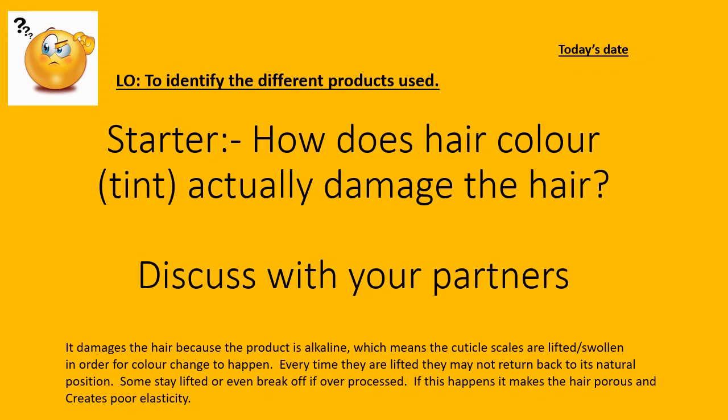why. So it damages the hair because the product is alkaline, which means the cuticle scales are lifted or swollen in order for the colour change to happen. Every time they are lifted, they may not return back to their natural position. Some stay lifted or even break off if over-processed. If this happens, it makes the hair porous and creates poor elasticity. Some of these words are quite new to the students, so we don't expect them to learn everything in one lesson, but it's good to just talk about it.